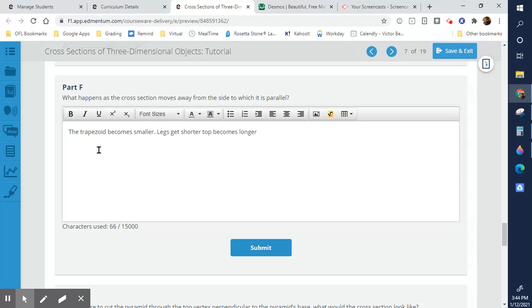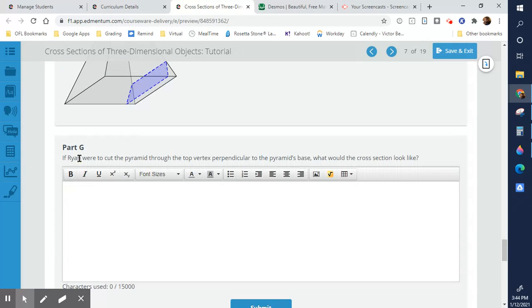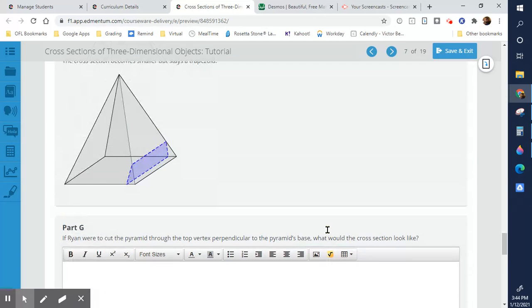So you can see it there. See how that top's becoming a lot longer, but these legs are becoming smaller? Ryan cuts off the vertex perpendicular to the base. What does that look like? Okay, so I'm assuming they mean straight down the middle like this, which we would see is a triangle.